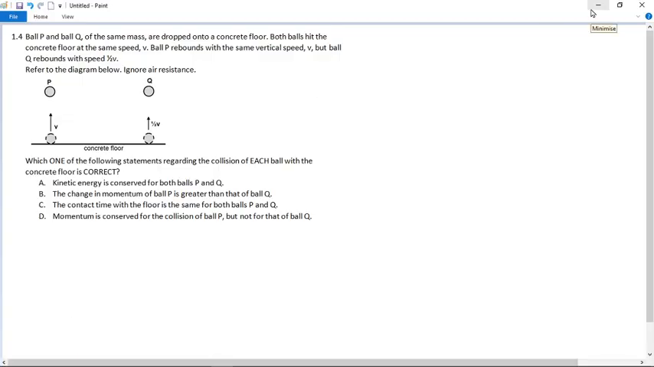Now we've got ball P and ball Q of the same mass dropped onto a concrete floor. Both balls hit the concrete floor with the same speed. Ball P rebounds with the same vertical speed. So if the speed before the collision and the speed after the collision are the same, then this must be an elastic collision, for ball P. But ball Q has slowed down. It rebounds with the speed a half v. So Q cannot be an elastic collision. It has to be an inelastic collision because obviously the mass of the ball is not changing.